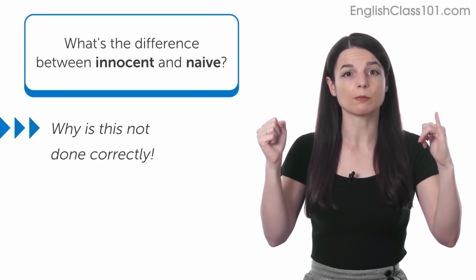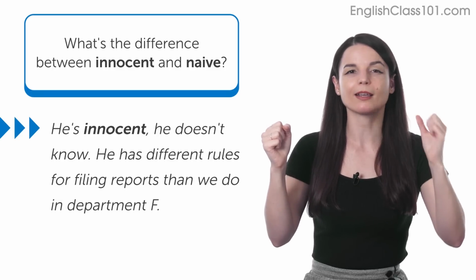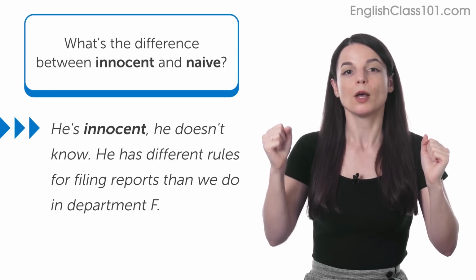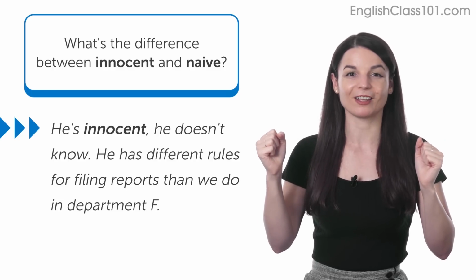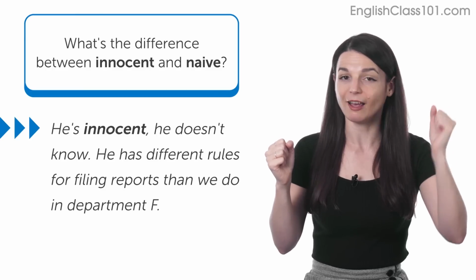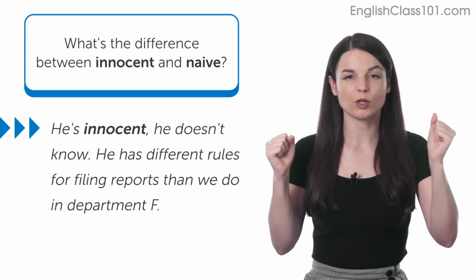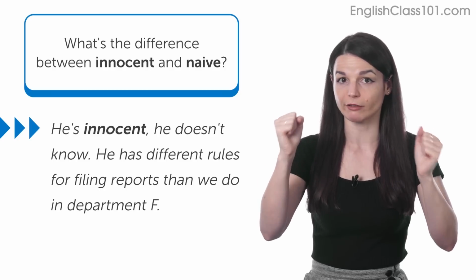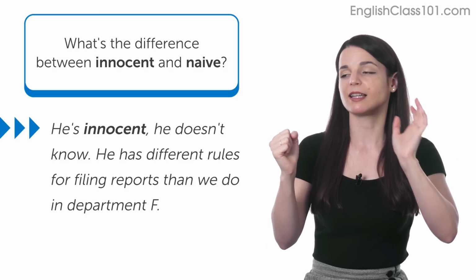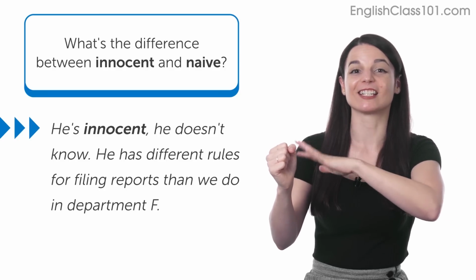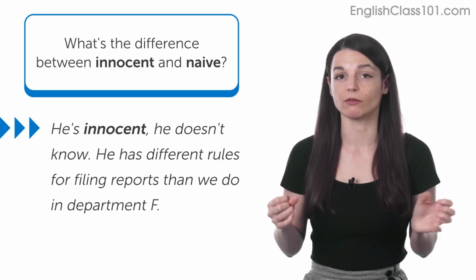And F's coworkers might go, ah, he's innocent. B guy is innocent. He doesn't know. B has different rules for filing reports than we do in Department F. So this is a situation in which just the type of knowledge is different. In this situation, we might say, he's innocent, don't worry about it. It's just a different policy or a different way of doing something.